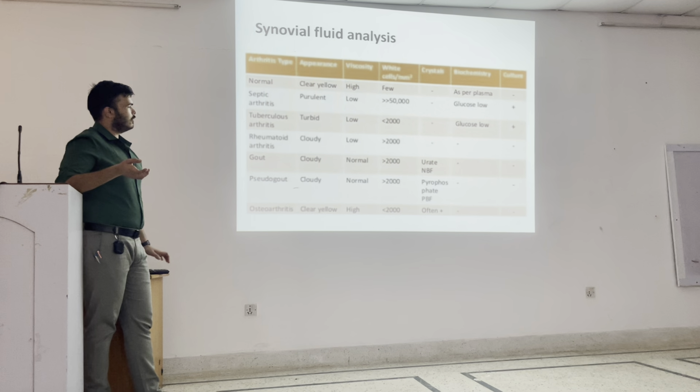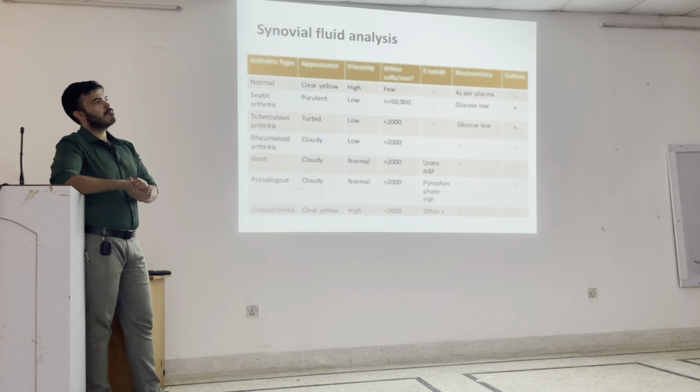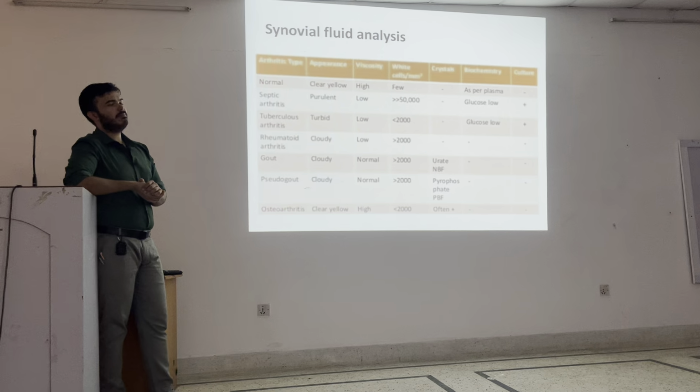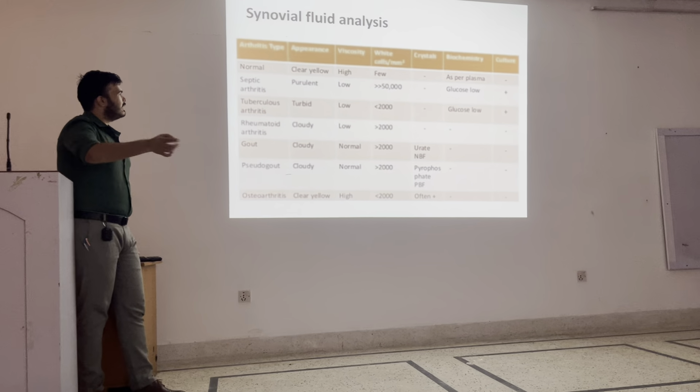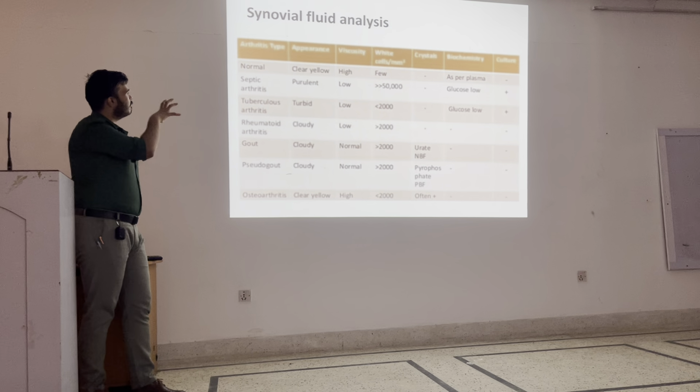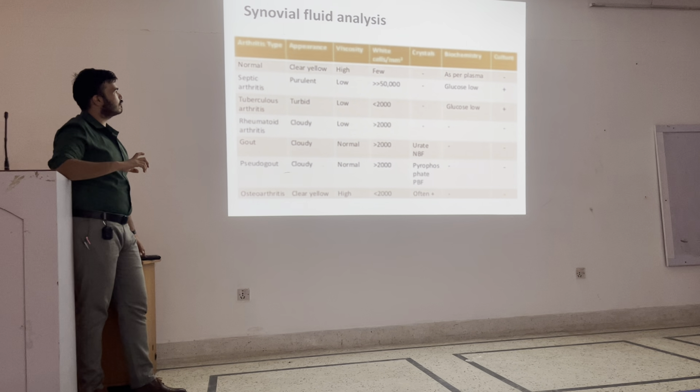We have already studied in your microbiology about different types of media, like Lowenstein-Jensen and meat broth. These are the different media where you can cultivate. So we don't want to go here. We are mainly focusing on septic arthritis.